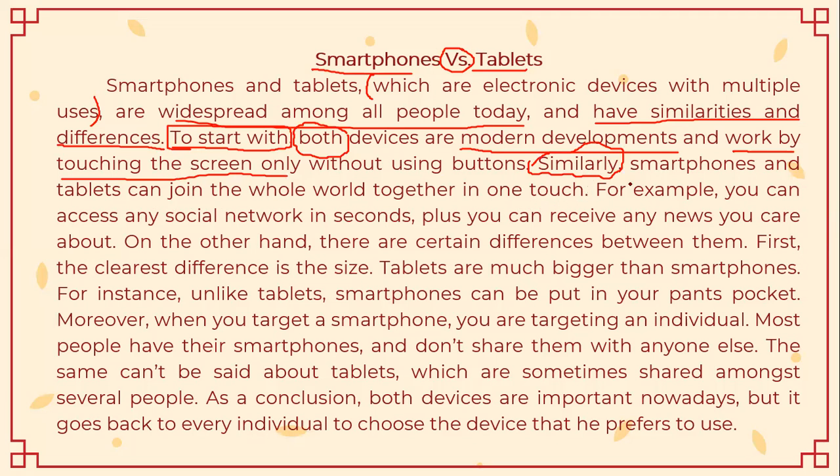How? For example, this example is related to the second similarity. So this is not a detail, this is an example. You can access any social network in seconds, plus you can receive any news you care about. So this example supports the second similarity, which is that they can join the world together. So I mentioned two similarities.